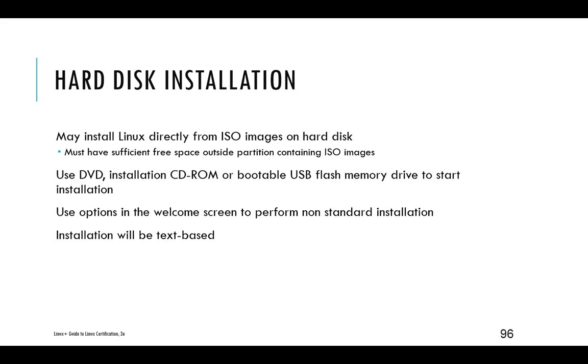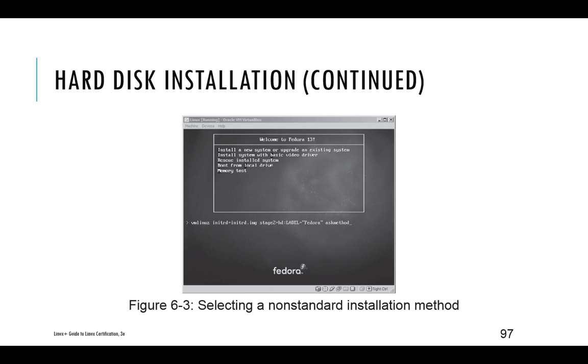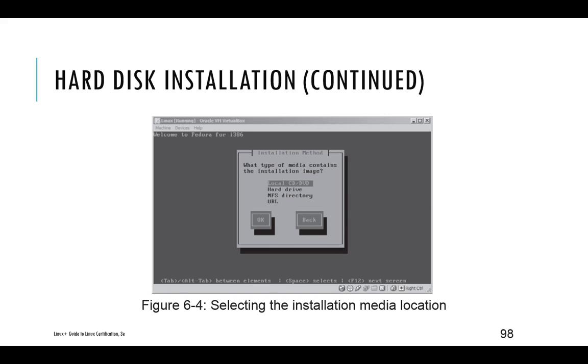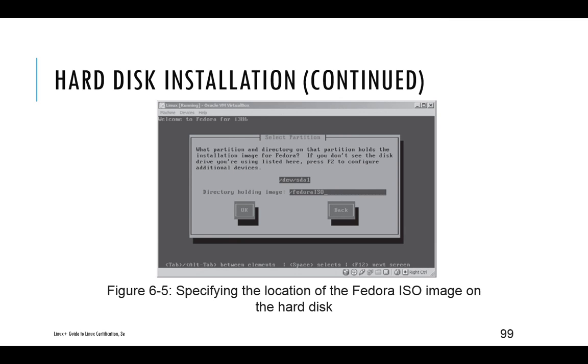Hard disk installation. You can use the Linux directly from the ISO images to the hard disk if you wanted to, or you can use a DVD-ROM just like we talked about earlier. And we're basically back to the non-standard type of installation. You can go in and say, I want to do it from these different types of areas. I'm going to set my directories to hold my images. It was Fedora ISO. Is the process pretty much the same once you get past these configurations?